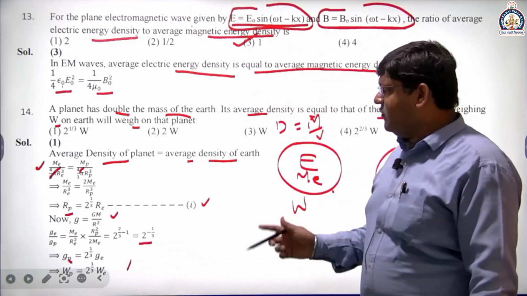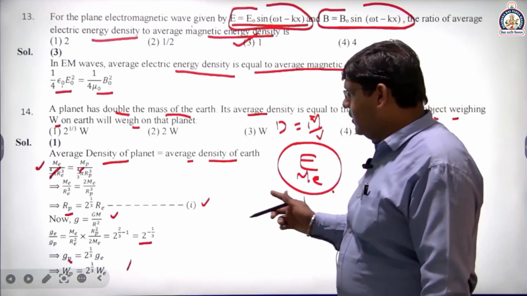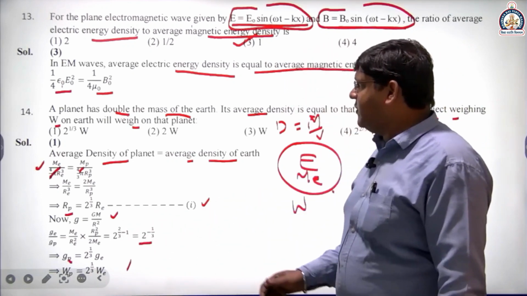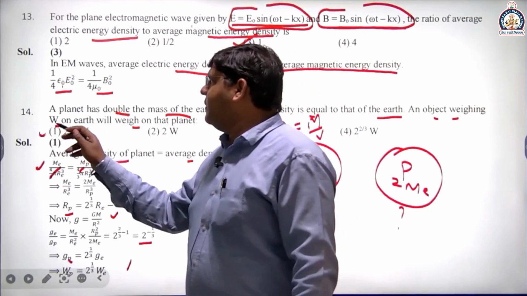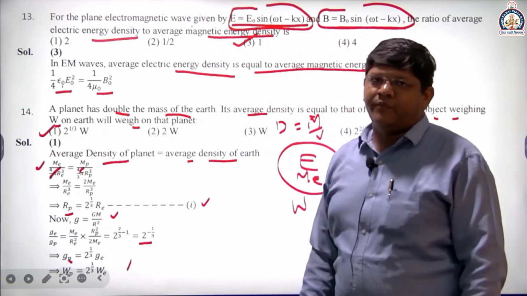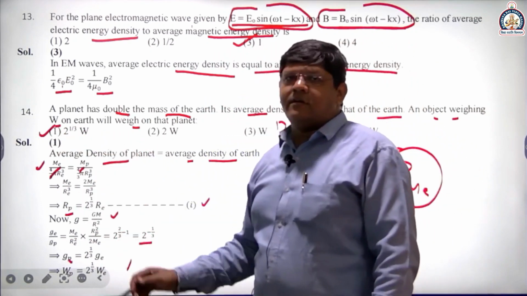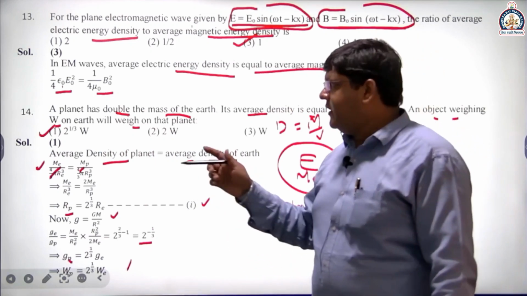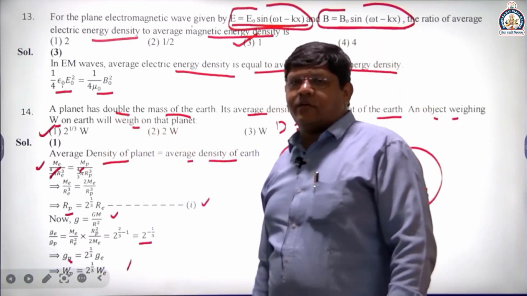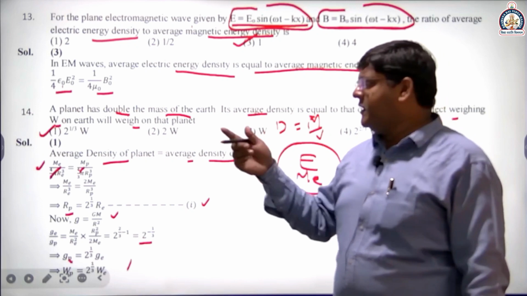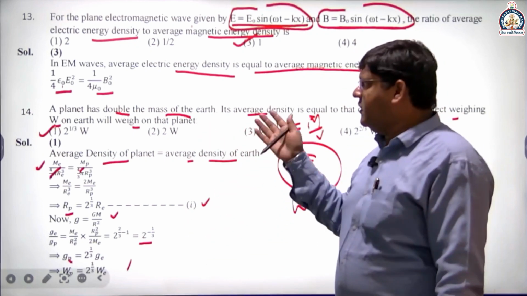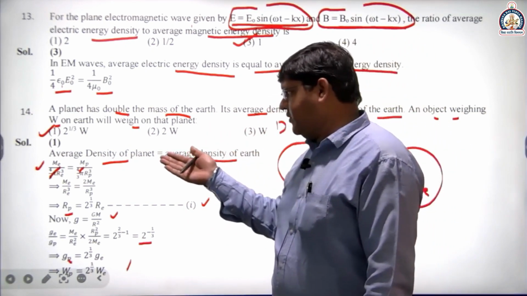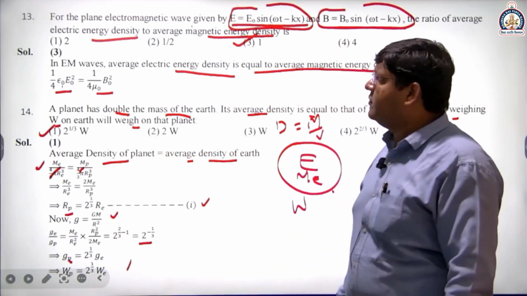Now according to the question, what is the weight on the Earth? It is W. So on the planet it must be equal to 2 raised to power 1 by 3 times W. Weight on the Earth is W, and on the planet it is 2 raised to power 1 by 3 W. We just compare the given conditions of the question with the standard formula to get the answer.